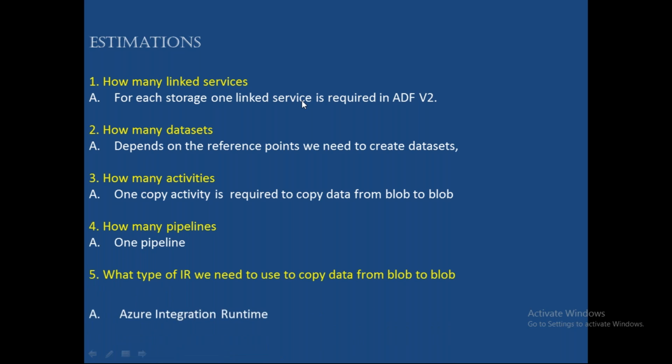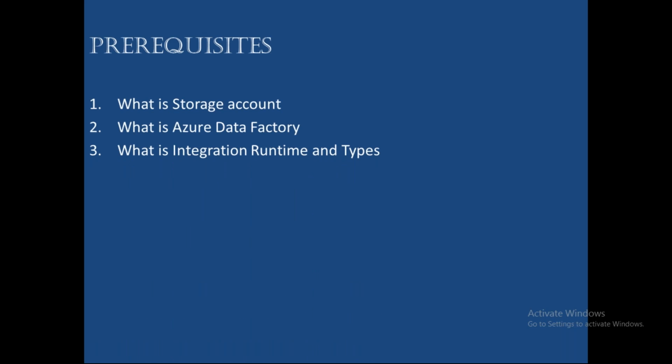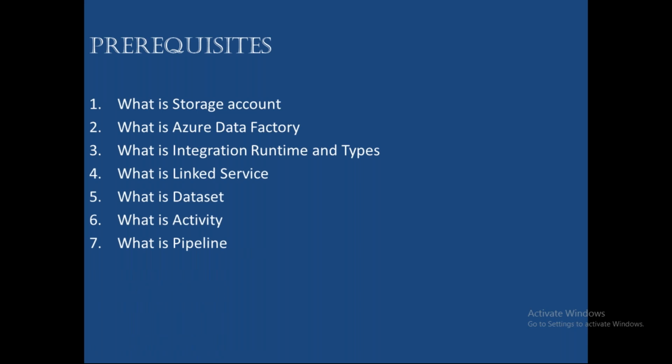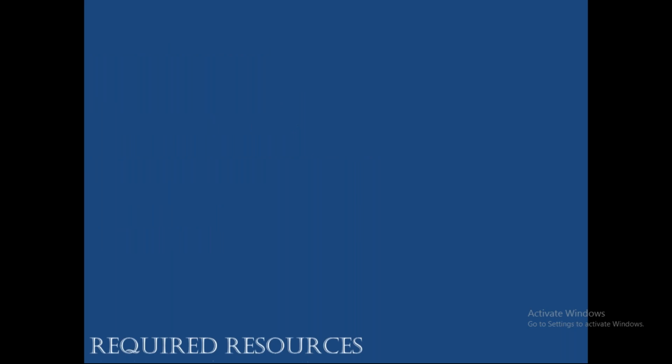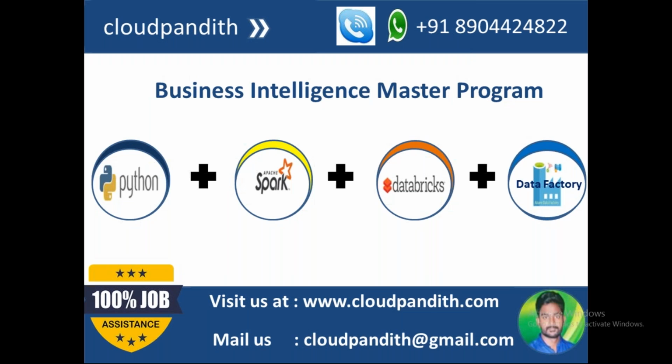What type of IR are we going to use? Today also we are going to use the Azure Integration Runtime because we are moving data from cloud to cloud. Prerequisites: we should know storage account and Azure Data Factory, Integration Runtime and types, linked service, data set, activities, and pipeline. These are the prerequisite things that we need to know. We already discussed each and everything in detail. Next, required resources: we need a storage account and a Data Factory v2. So that's all the slides I have.